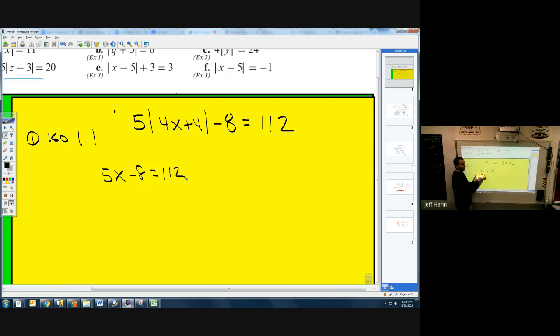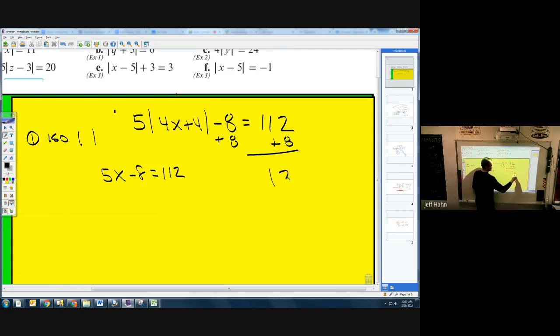Tori, what would I do first? Don't have to look at your paper. If this was the case, I want x by itself. What do I get rid of first? Subtract. Yeah, you always get rid of the adding and subtracting stuff first. So you should add 8. That's what Jacob said. So you need to add 8 to get it to the other side.